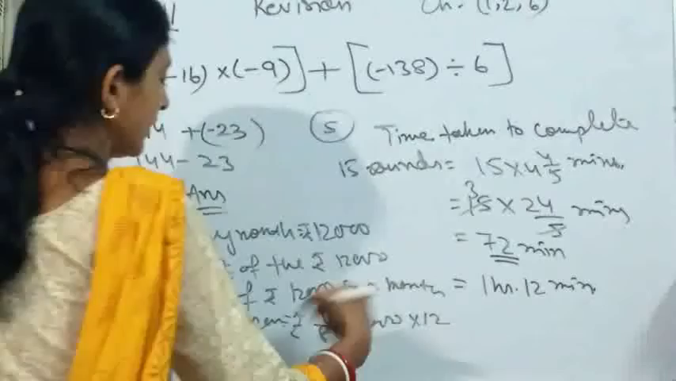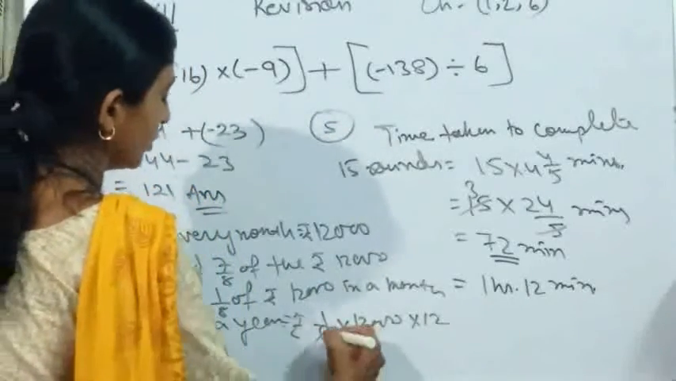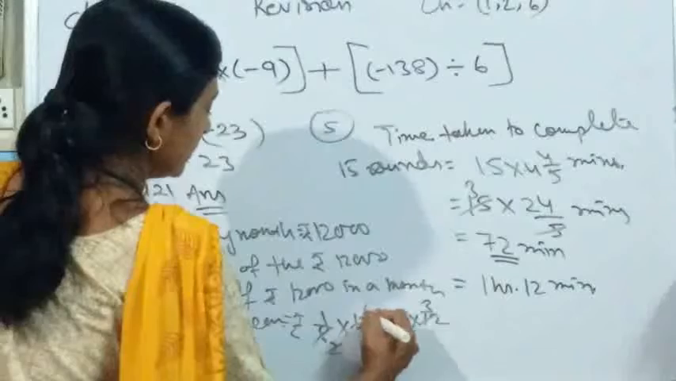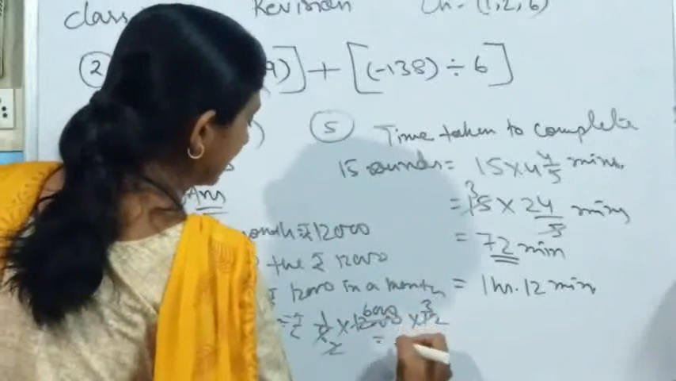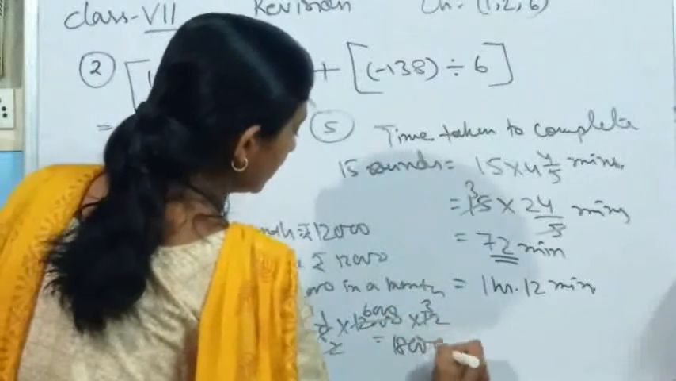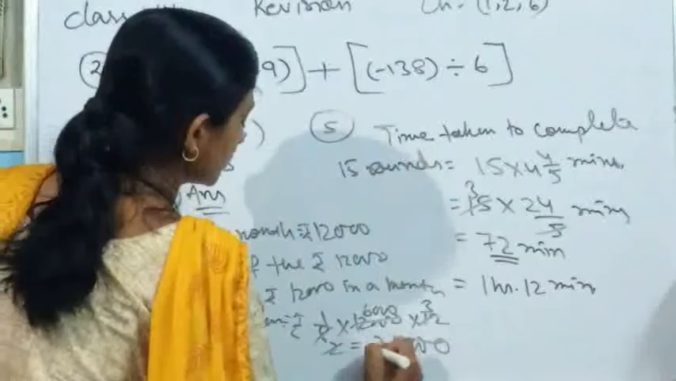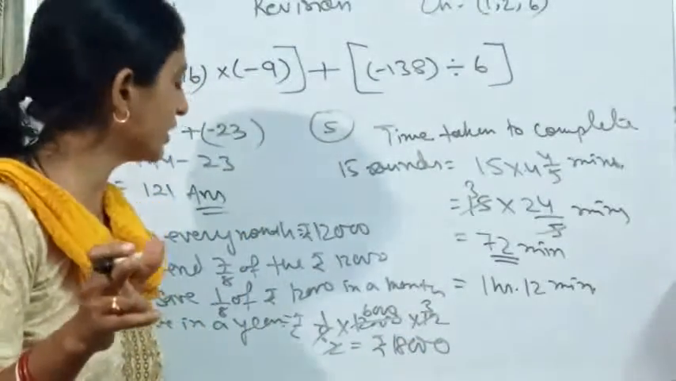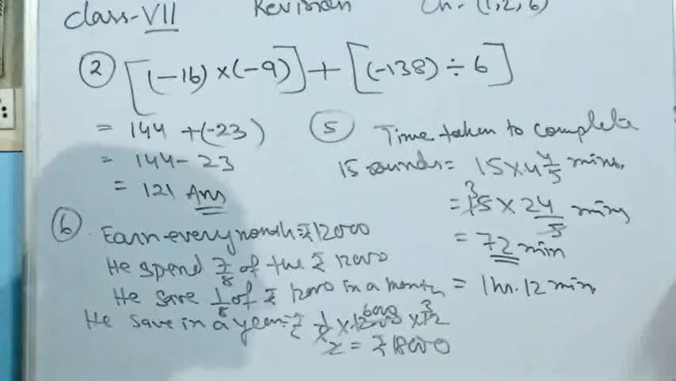So let's cancel whatever it can be. 4 2s are, 4 3s are. Then again it will be 6,000. So when I'm multiplying this one, what we are getting here? 18,000. So his total savings in a year, what we are getting? Here we are getting, it will be 18,000.